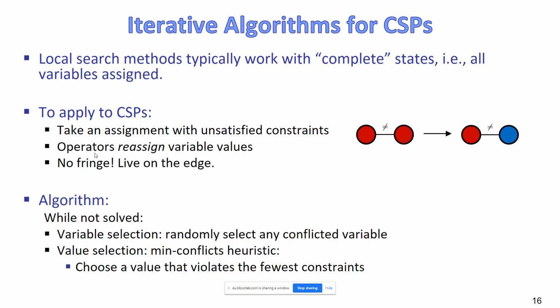So the main algorithm here is to go through what you can think of as an infinite loop until we find a solution. In every iteration, we do two things. We select a variable and we select a value. The variable selection is done randomly, selecting any conflicting variable. What do you mean by conflicting variable? A variable that has a violated constraint. And then we select the value with the minimum conflicts, so a value that violates the fewest constraints.